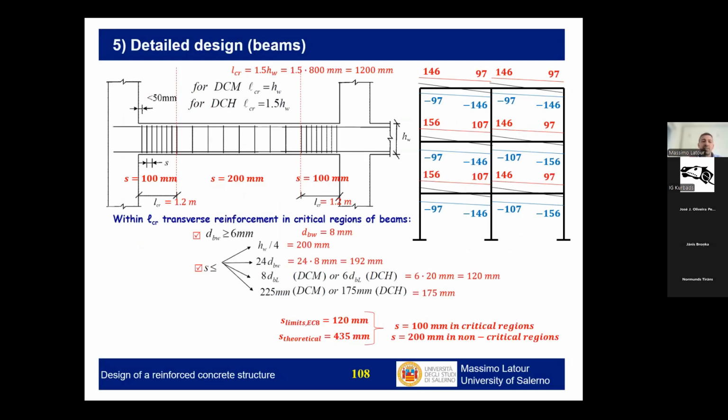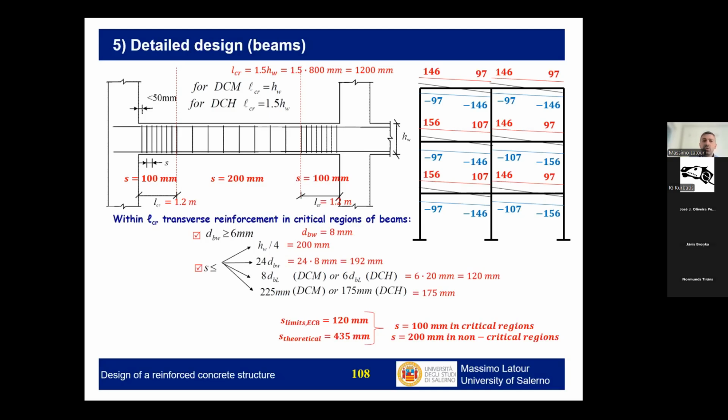I have to remind that I have certain rules, which are summarized in this slide, for the stirrups in the critical region. This is the region of the beam which is expected to be damaged under a seismic event, to provide local ductility, for an extension which is equal to the beam depth or 1.5 times the beam depth. I will have to increase the stirrups to increase confinement. So I have a number of checks to be done, but these are just geometrical considerations, not related to some analysis, to provide ductility in these regions.